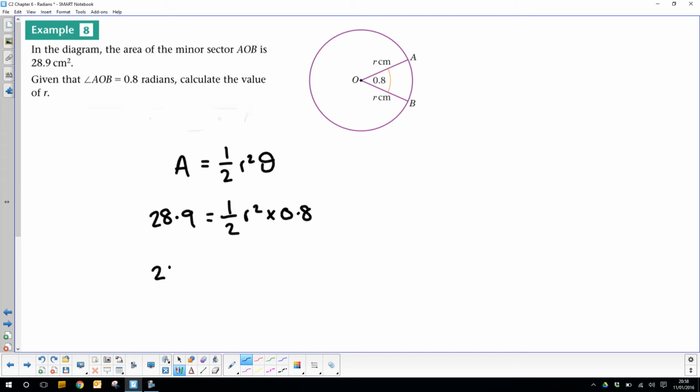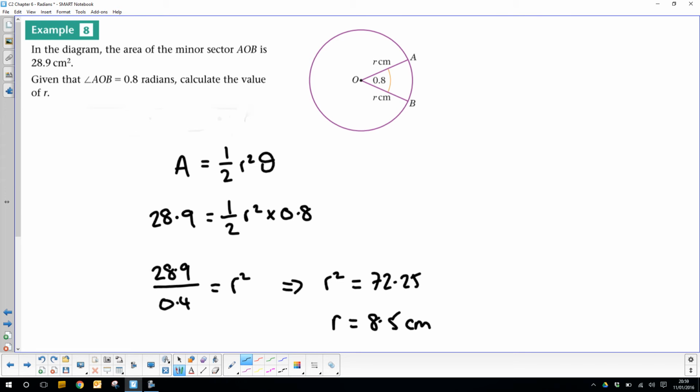So we've got 28.9 over 0.4 equals r squared, and that tells us that r squared equals 72.25. So r is the square root of that, which of course is 8.5 centimetres. Obviously there are two solutions, but we are dealing in lengths, and a length struggles to be negative. So we've got 8.5 centimetres.